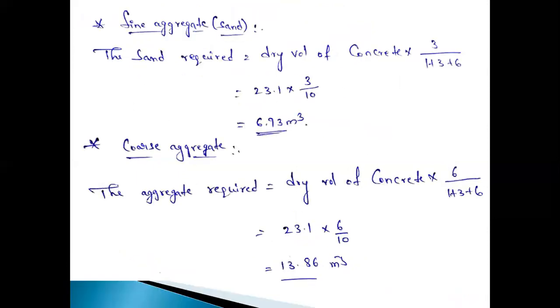Next, fine aggregate requirement. Fine aggregate means sand. The sand required equals dry volume of concrete multiplied by sand proportion divided by mix proportion. So dry volume of concrete is 23.1 multiplied by sand proportion 3, divided by mix proportion 1 plus 3 plus 6, equal to 10. Then we calculate the sand requirement as 6.93 cubic meters.